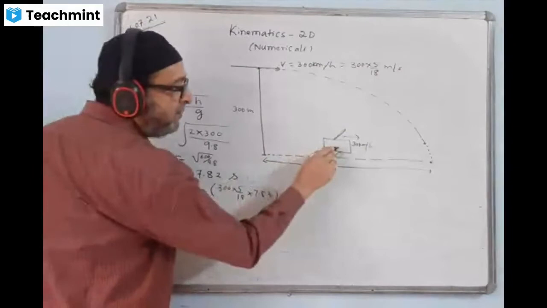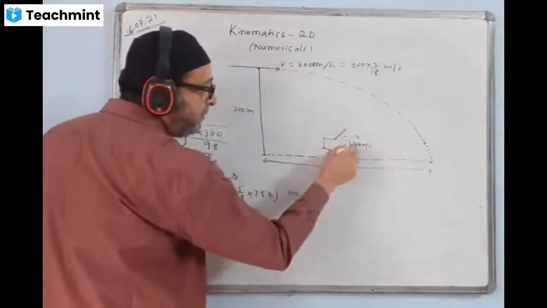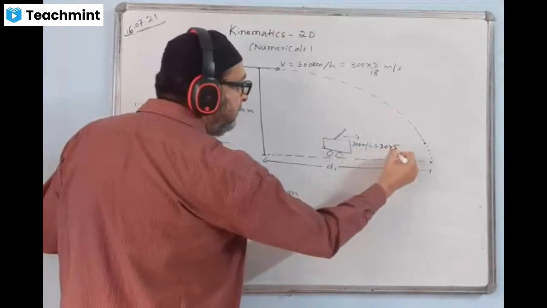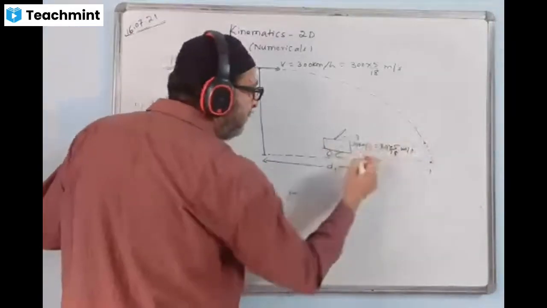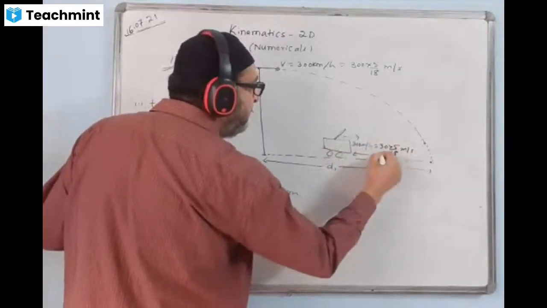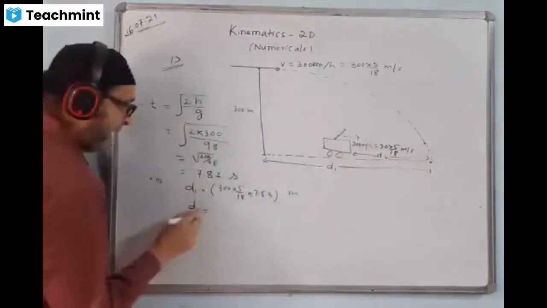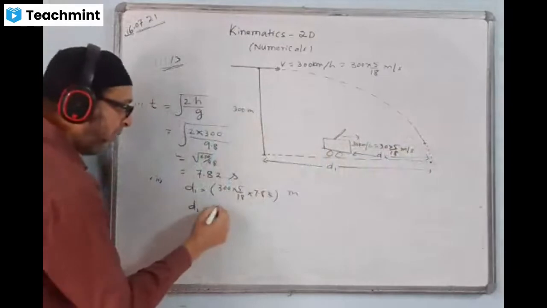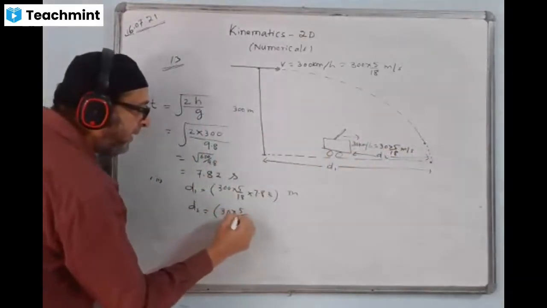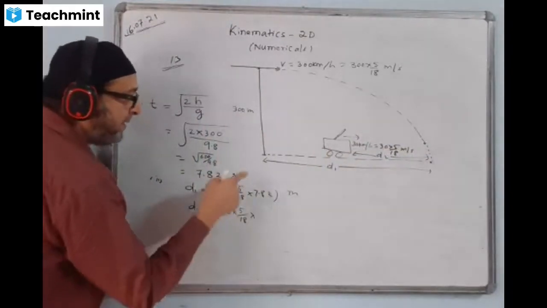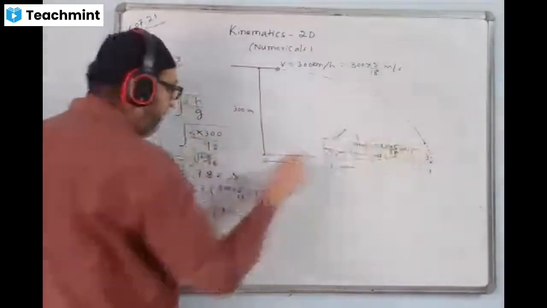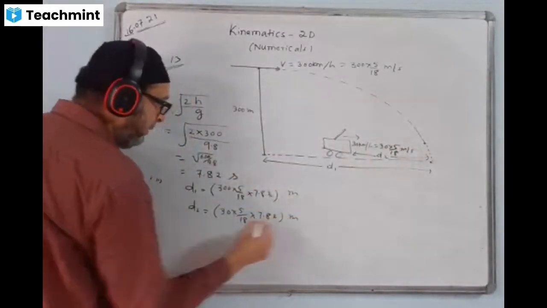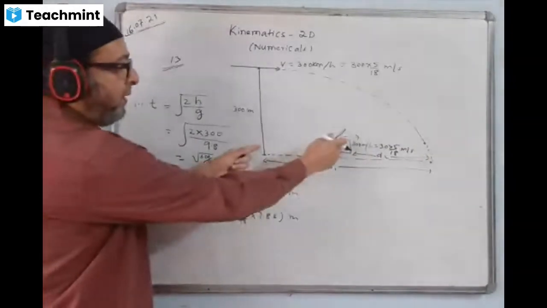I'll find d2 also. How much will the tank cover from here? The speed is 30 km per hour. I'll change it to 30 into 5 by 18 meters per second. Suppose the tank is moving a distance d2, the distance the tank moves to come to this point before being hit. That is 30 into 5 by 18 into the same timing, because at the same time the tank will come here in order to be hit, 7.82 meters.